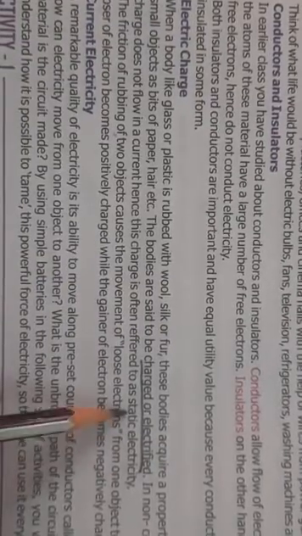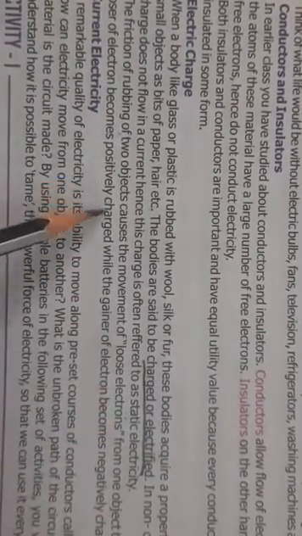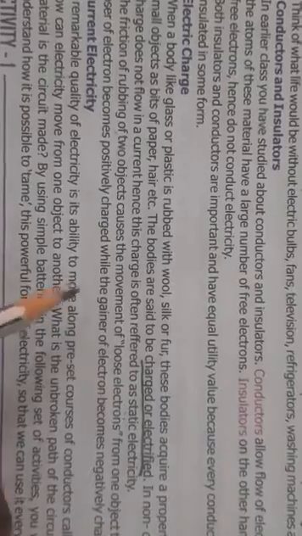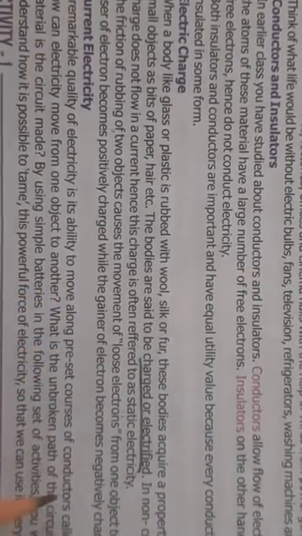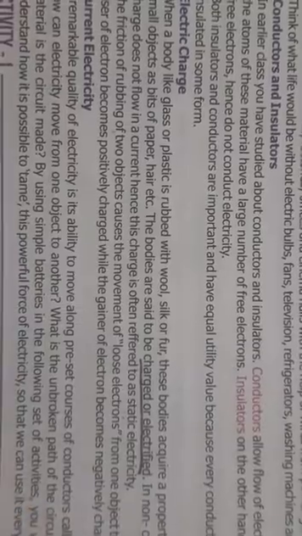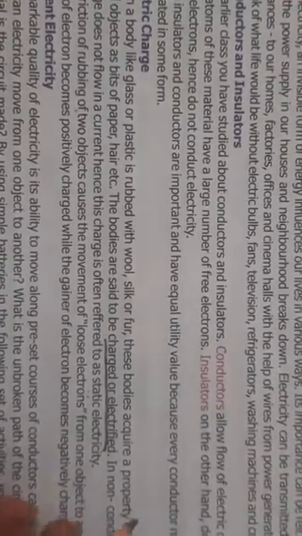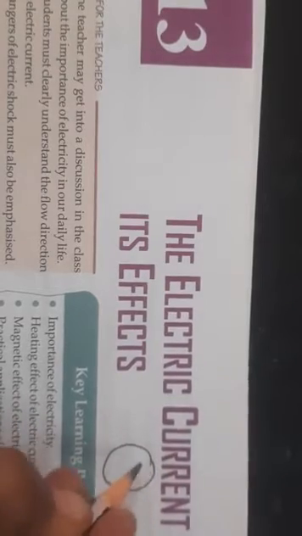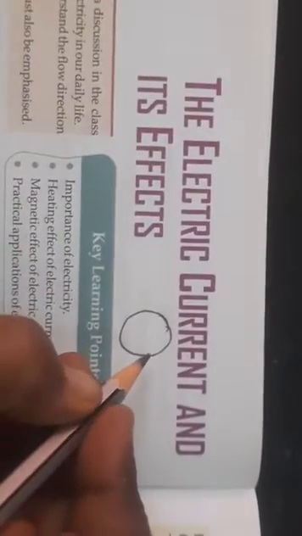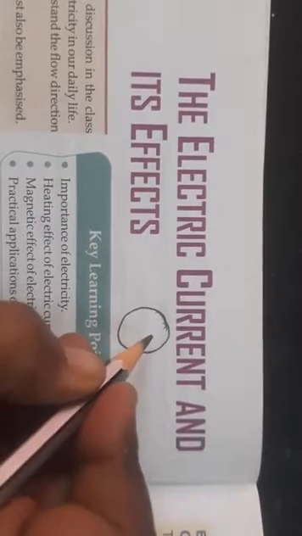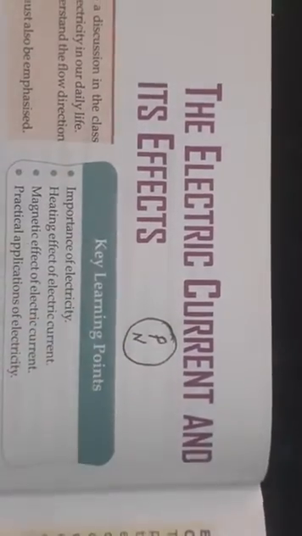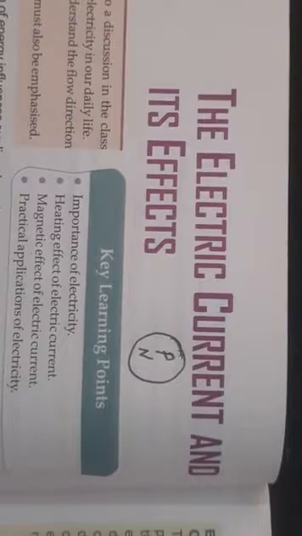Static means stationary, when it is not moving. Now, when you rub two objects, it causes friction, and this causes the movement of loose electrons from one object to another. Now see, children, if you take any atom, for example carbon, hydrogen, or helium, it contains protons and neutrons. P for protons and N for neutrons.